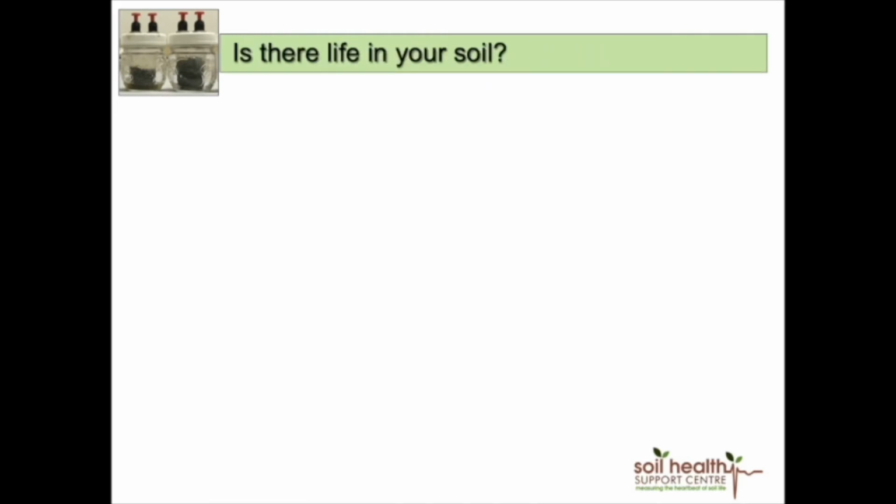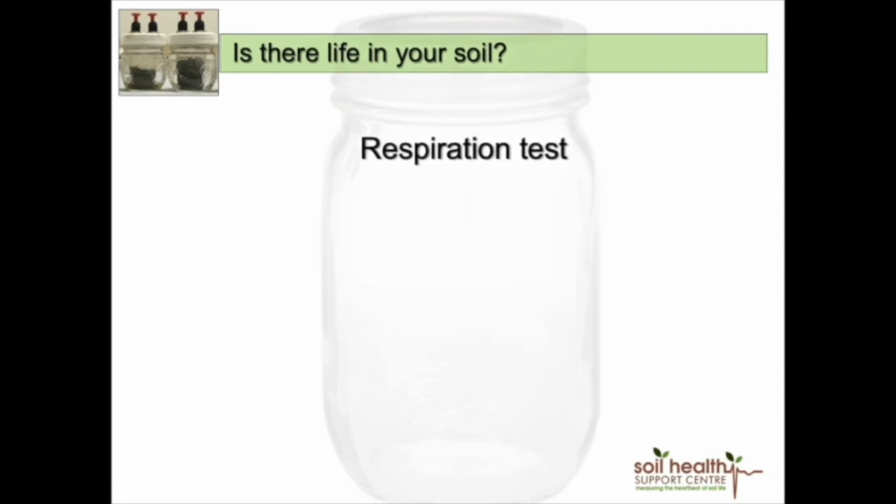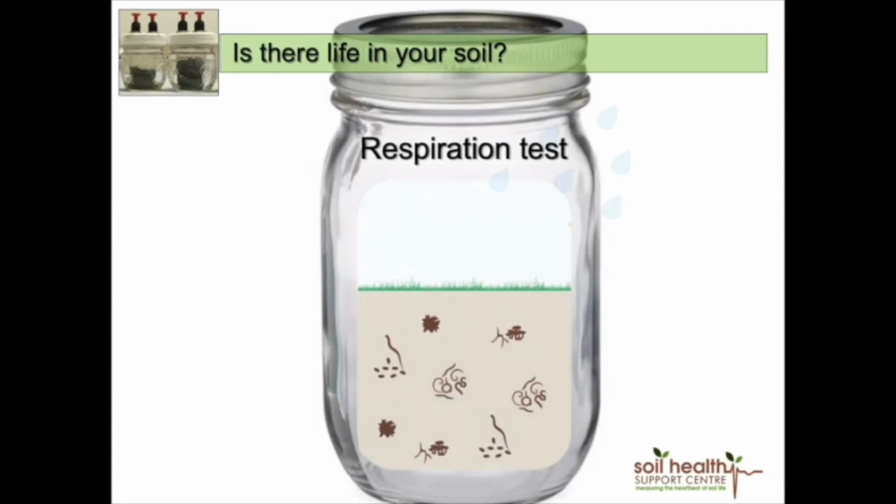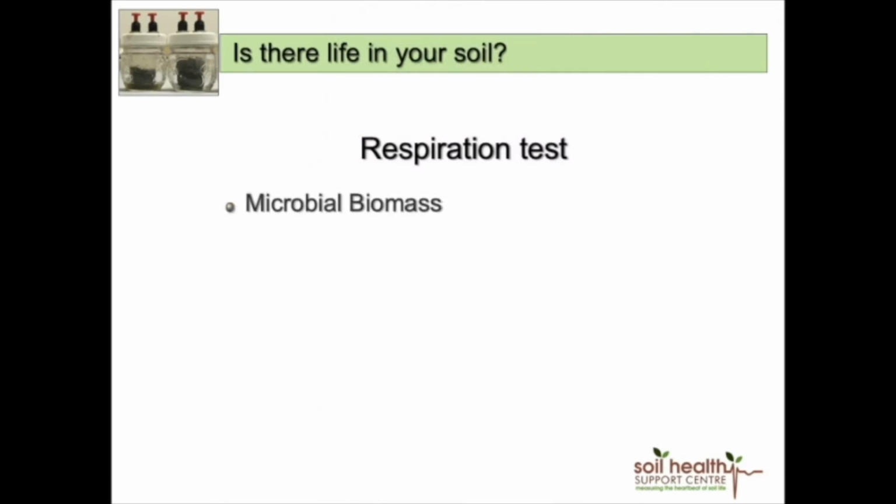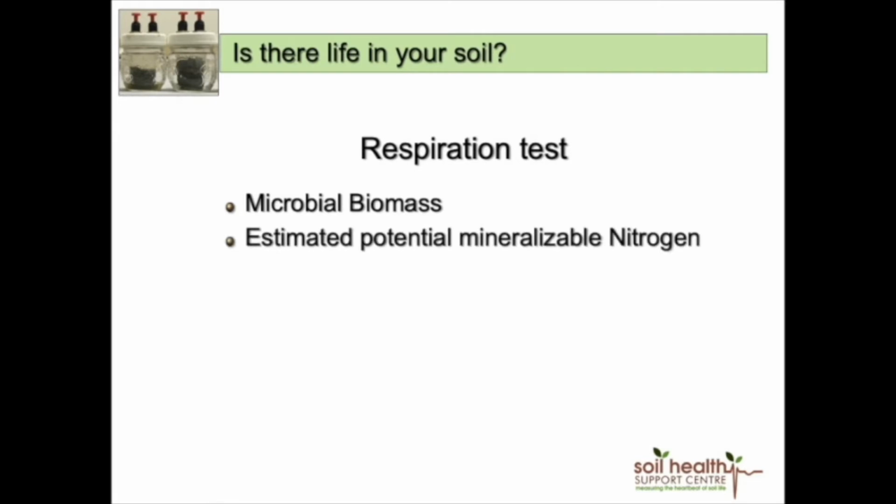The first question that we want to answer when it comes to soil health testing is: is there life in your soil? The test that we use to answer this question is the respiration test, also known as the 24-hour burst test. A known amount of soil is dried and then placed in a known amount of water to simulate a rainfall or irrigation event. This triggers the microbes in the sample to respire and produce carbon dioxide, which is measured after 24 hours. The amount of carbon dioxide that is measured is used to calculate the microbial biomass, which is used to estimate the potential mineralizable nitrogen that can be made available by these microbes during a growing season.